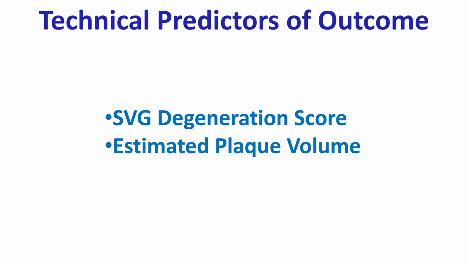SVG degeneration score. It is an ordinal metric of the extent of luminal irregularities and ectasia, more than 20% of the reference normal segment within the SVG. Up to 25% is SVG degeneration score 0, 26 to 50% is score 1, 51 to 75% is score 2, and more than 75% is score 3, that is of the total length of the SVG.